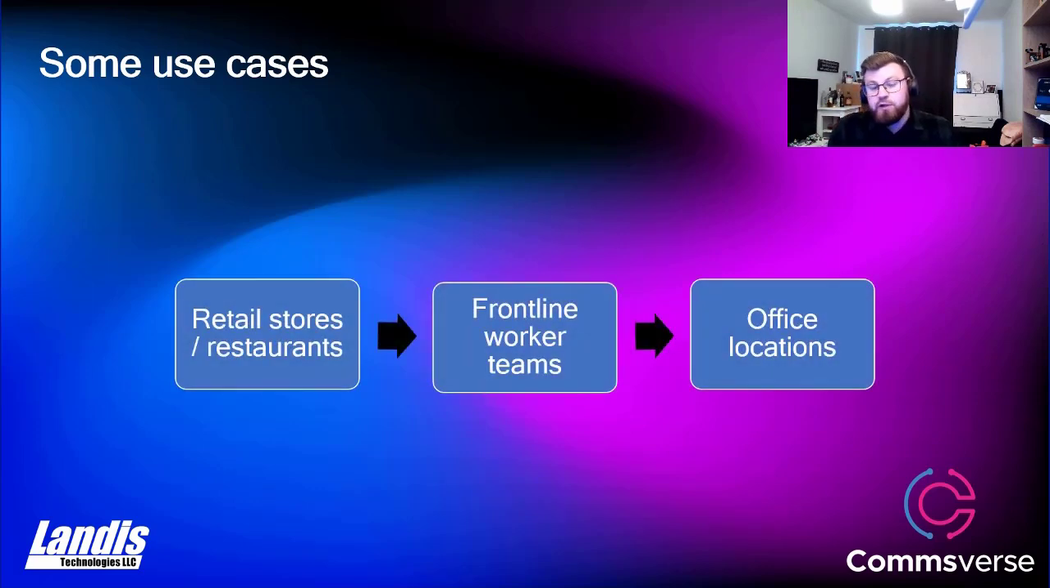So what are some use cases here? It could be anything, but some really obvious ones are retail stores and restaurants. Let's say you're an organization where you have retail stores, restaurants, any kind of stores. It could also be frontline worker teams and office locations, where you want to publish tasks from a centralized standpoint and also track them. Imagine yourself in your organization and how this can be used.